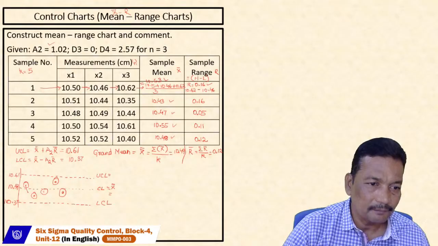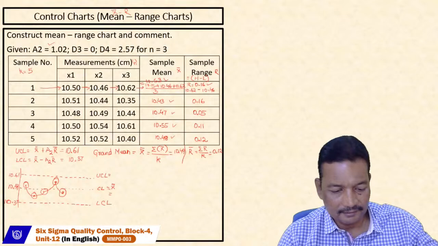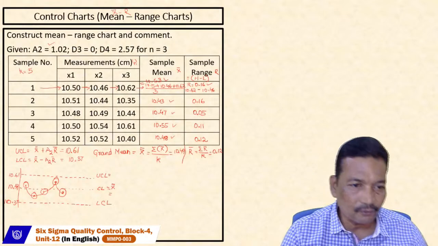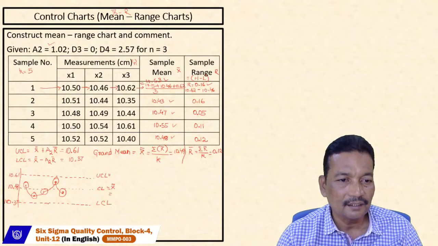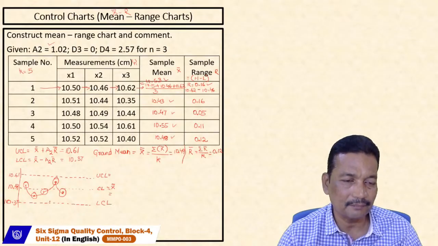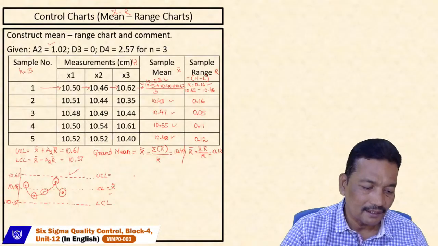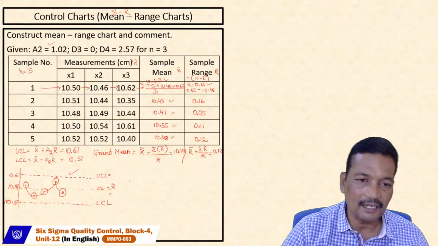Now I join them either using freehand or using a scale. What I find here is, if you look carefully, the line is within both the control limits. That means we can say yes, the process is under control. Similarly, in order to justify our results, we go for R chart.